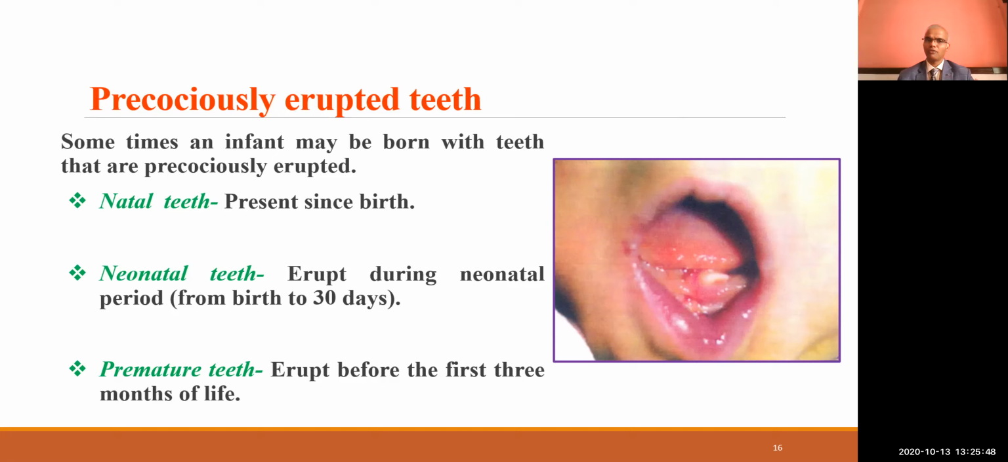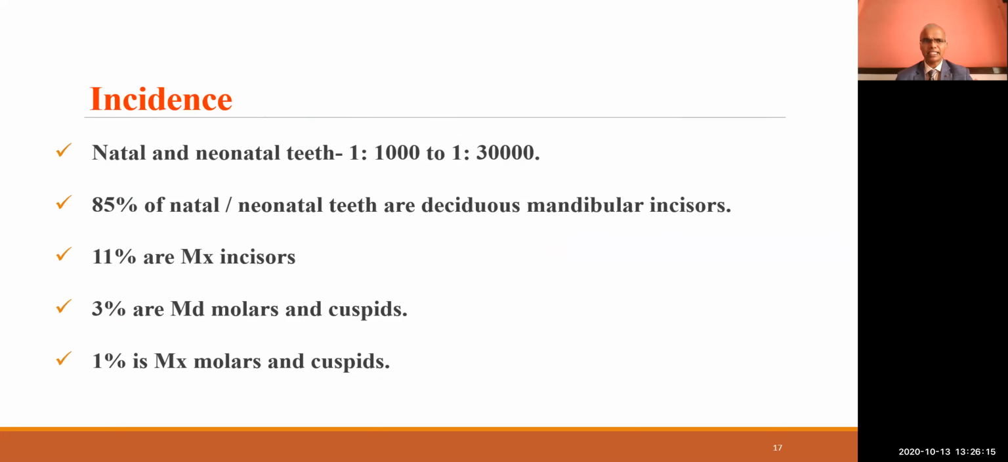Natal teeth are the teeth which are present since birth, and neonatal teeth erupt during the neonatal period, which extends from birth to 30 days of postnatal life. And premature teeth are the teeth which erupt before the first three months of postnatal life. So there is some incidence of these precociously erupted teeth.